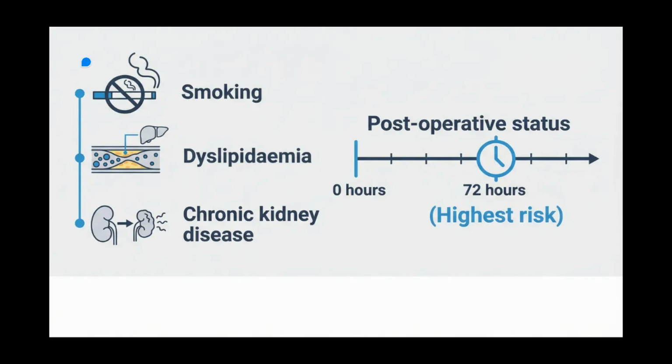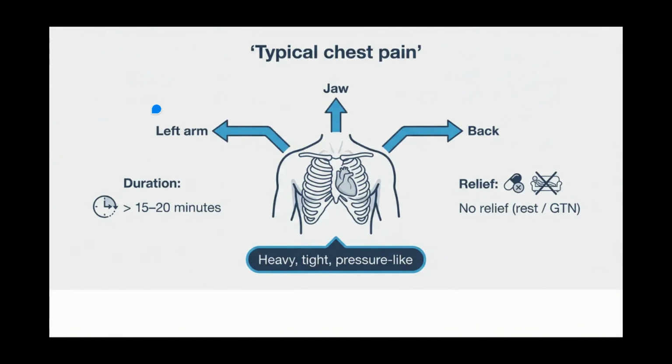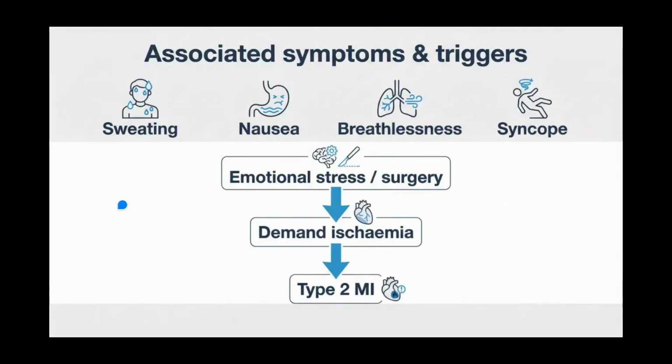Typical chest pain is heavy, tight, or pressure-like, often radiating to the left arm, jaw, or back, lasting more than 15 to 20 minutes, and not relieved by rest or GTN. Associated symptoms include sweating, nausea, breathlessness, and syncope. Emotional stress and surgery can precipitate demand ischemia, especially in type 2 myocardial infarction.